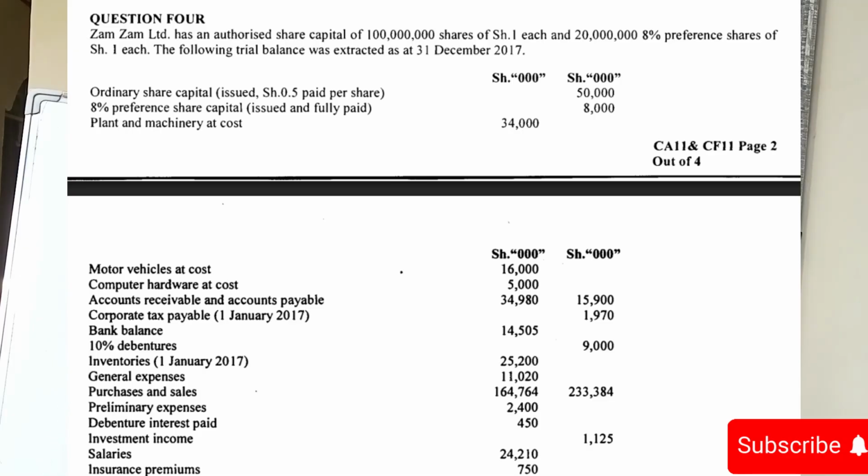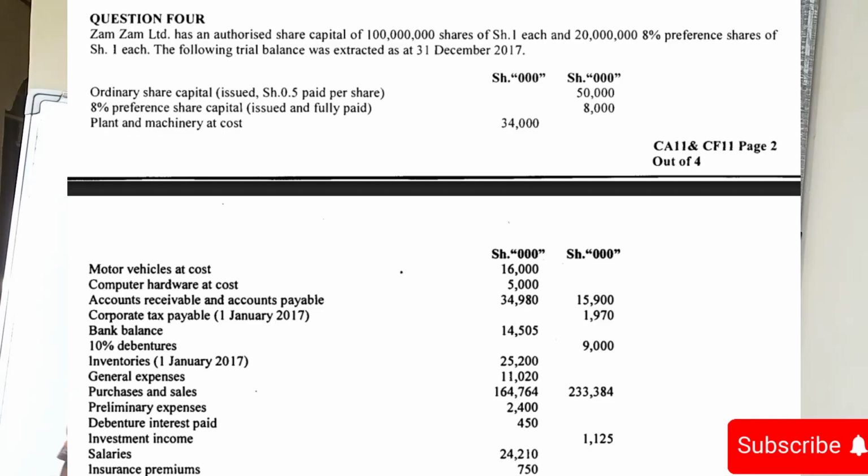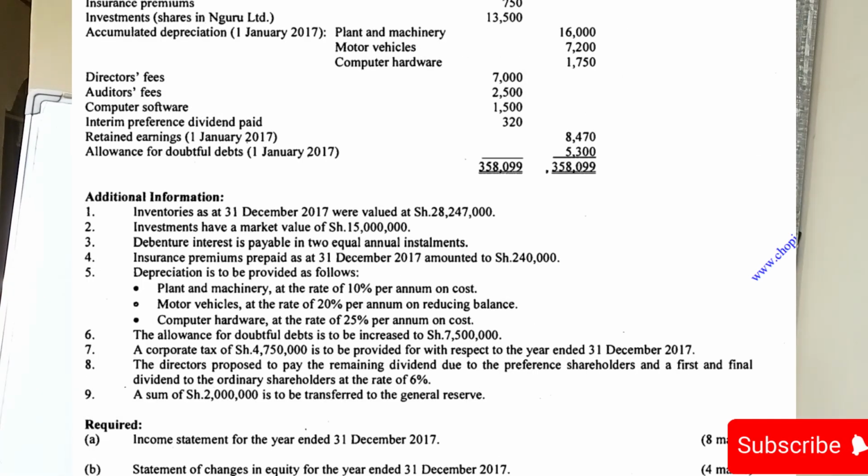We have purchases and sales. We have preliminary expenses, debenture interest paid, investment income, salaries, share premium. I like saying that as you read through the question, it should already be formatting your answer in your head. You should be having the format of the income statement and the balance sheet.